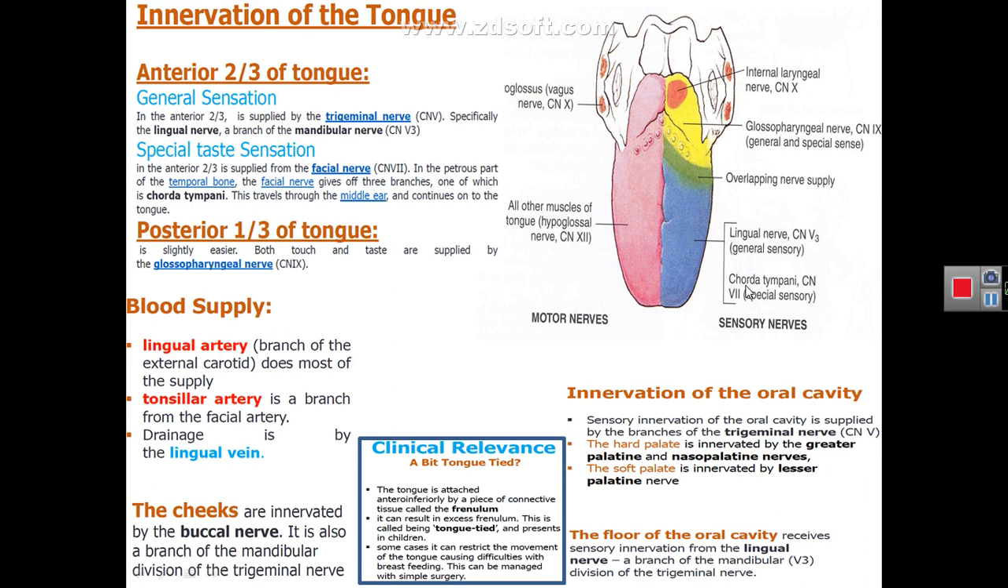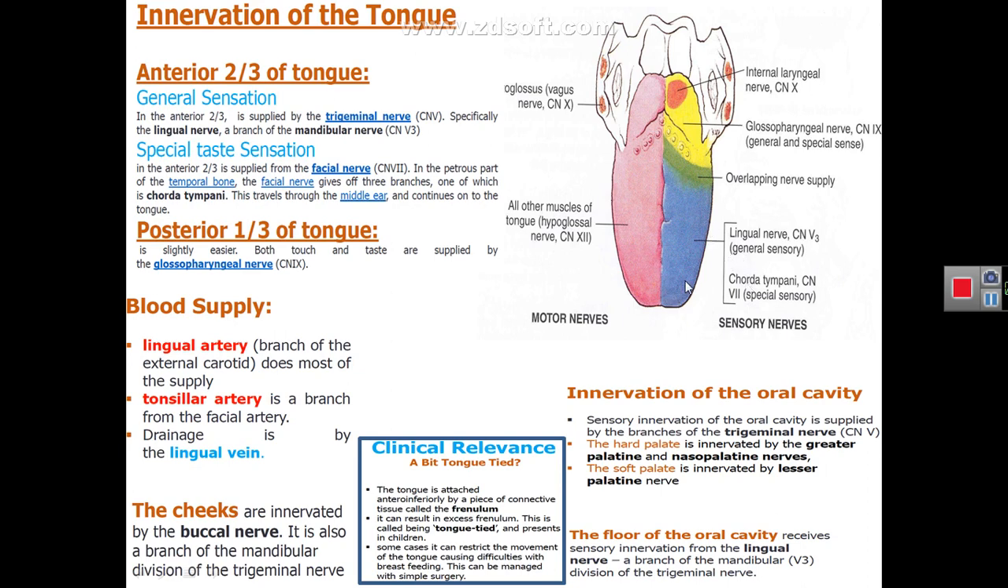Actually, the chorda tympani is a branch from the facial nerve. It originates from the facial nerve inside the petrous part of the temporal bone. This chorda tympani nerve then runs in the middle ear cavity, exits the temporal bone, and connects with the lingual nerve in the infratemporal fossa, as we had discussed.